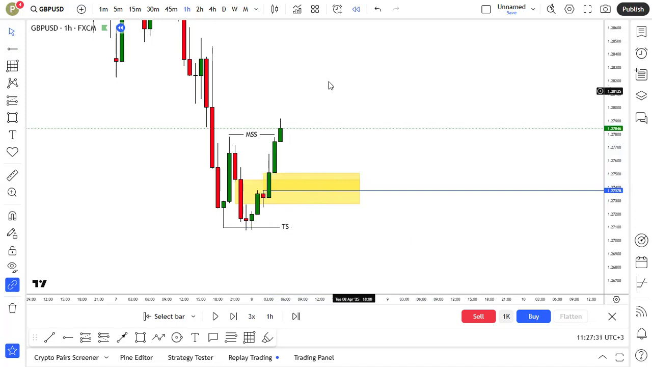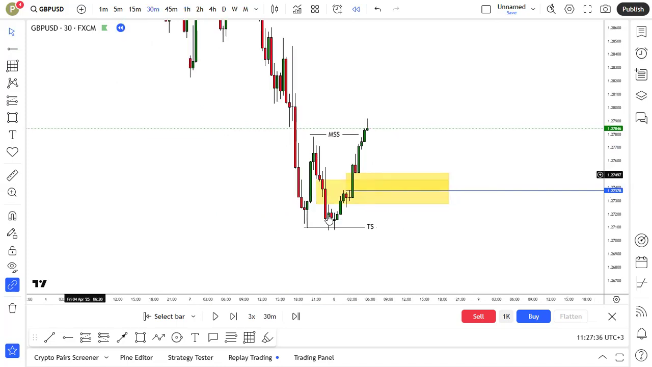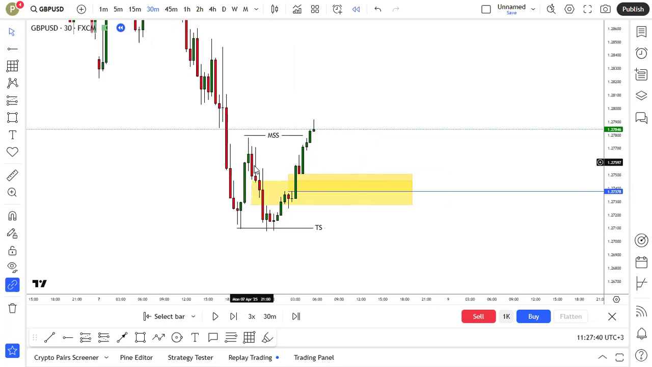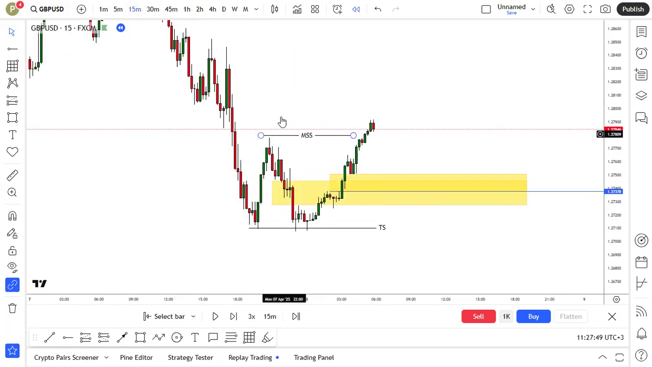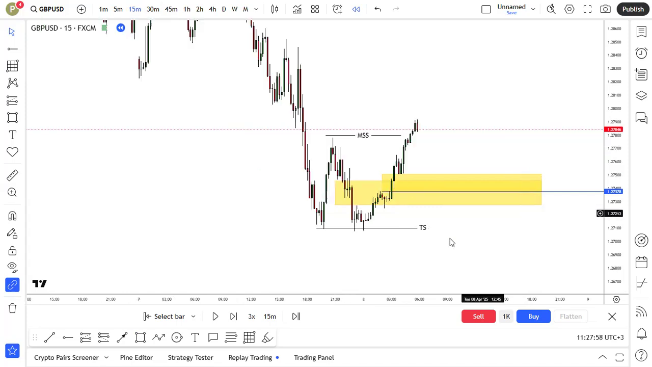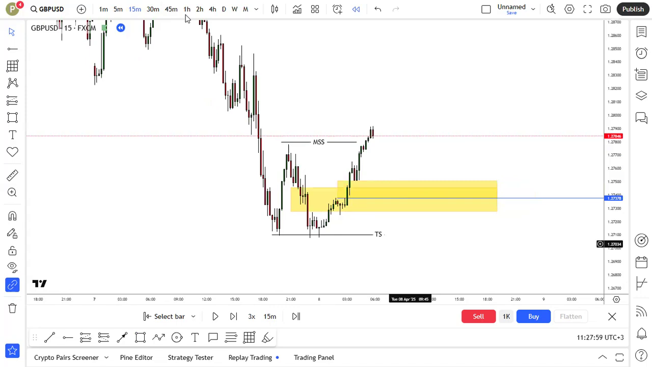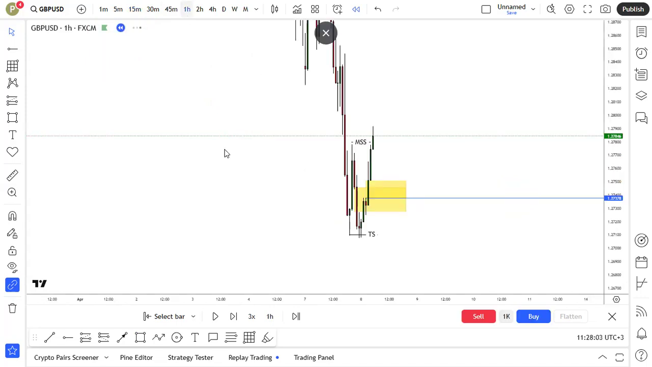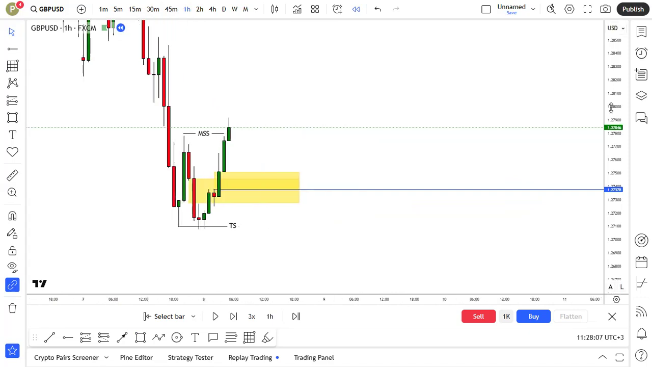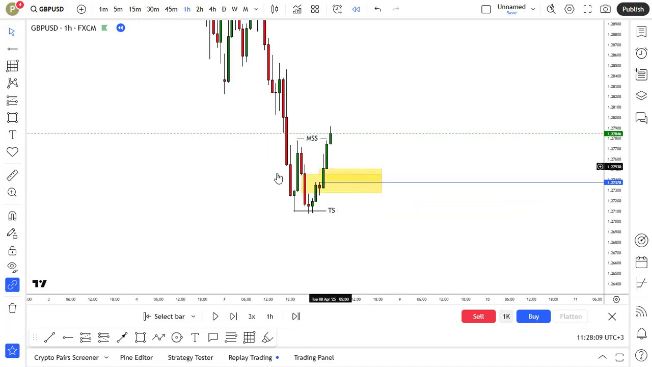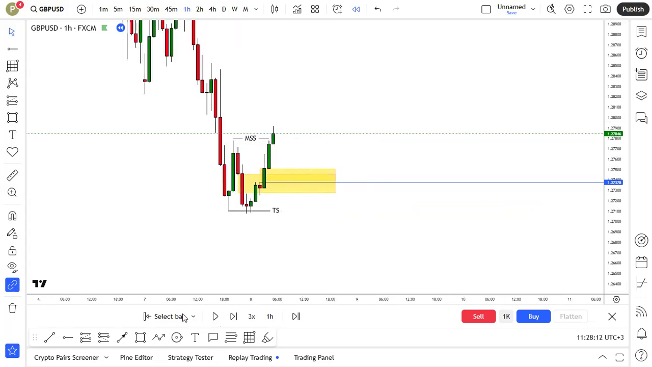Okay, so let's go on the 30 minutes and look for an entry on this bullish order block. Let's check on the 15 minutes also if we can see any clear reason for us to buy. Very nice price action here. So let's go back to the hourly, because this is where we have a very clean market structure and a lot of confirmations. Let's check what price is going to do.